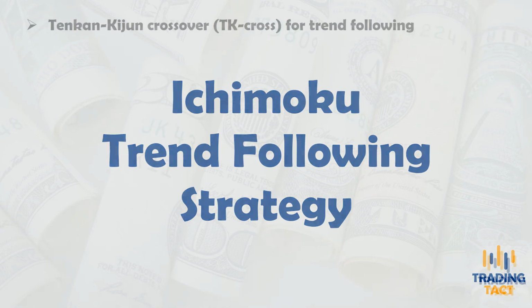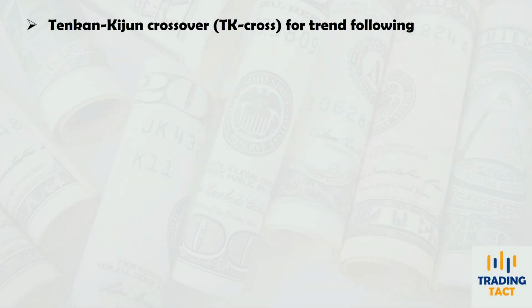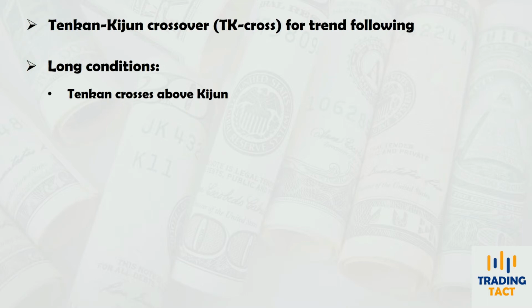There are numerous ways to use the Ichimoku for trend following, but I have found the Tenkan-sen and Kijun-sen crossover, also known as the TK cross, to produce the best results. Let's use the following entry conditions for long trades. Rules are symmetrical on the short side. When the Tenkan-sen crosses above the Kijun-sen, the market exhibits bullish momentum and a buy signal is produced.